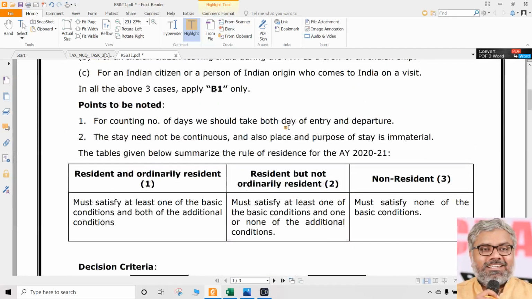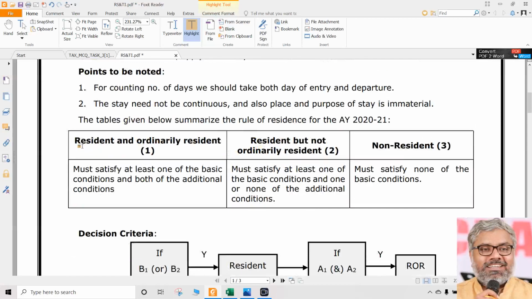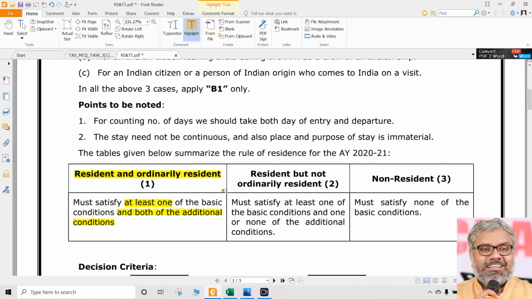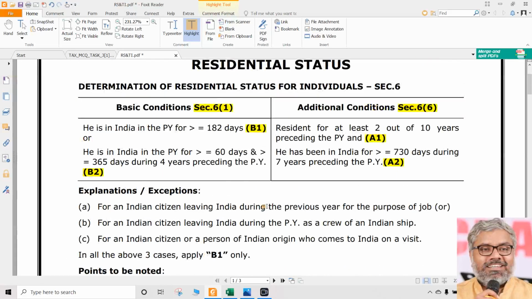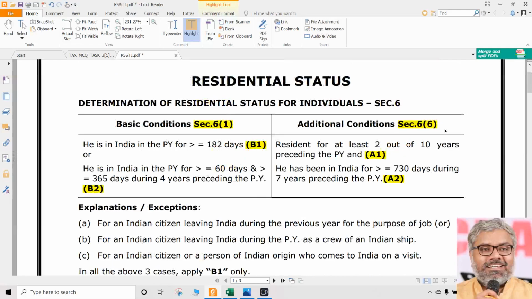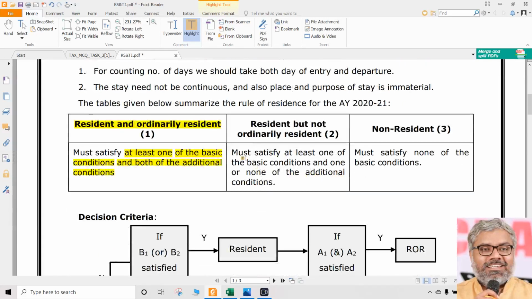So this is how we have to check the residential status of persons. We can call that person ROR if he satisfies at least one of the basic conditions and both of the additional conditions. Then it becomes ROR: at least one of the basic conditions and both of the additional conditions. That is what ROR is all about. So that is the checking point for ROR. What about RNOR? RNOR must satisfy at least one of the basic conditions.